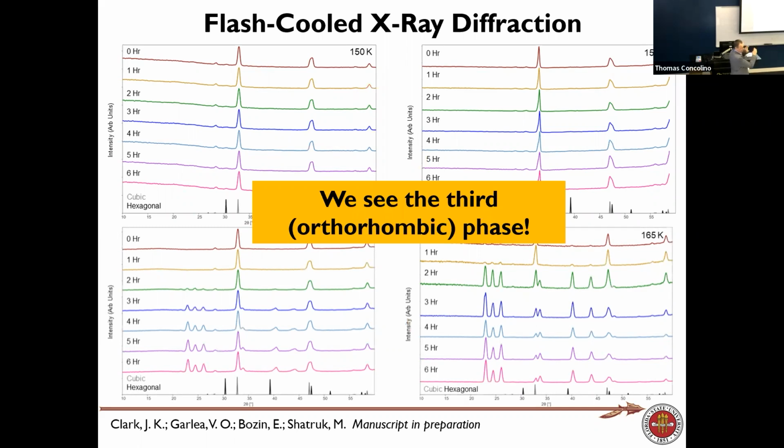I cannot put like 200 plots here, but I can tell you when you go to 175 or 180, I don't know exactly, you don't see that phase anymore. You only see Q. Okay, so there's this 20 Kelvin window where you can generate the third phase, which we think is orthorhombic. And right now we have scheduled experiments at the synchrotron to figure out the structure of this phase, high resolution data.